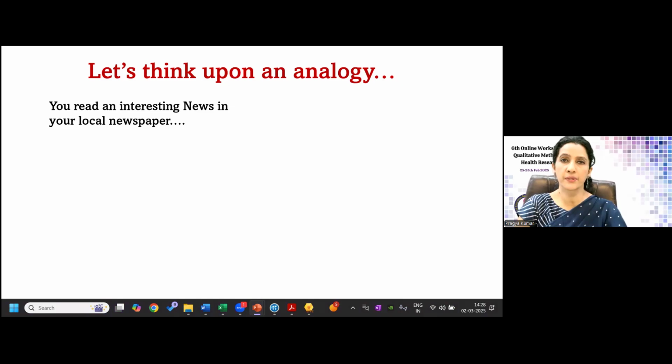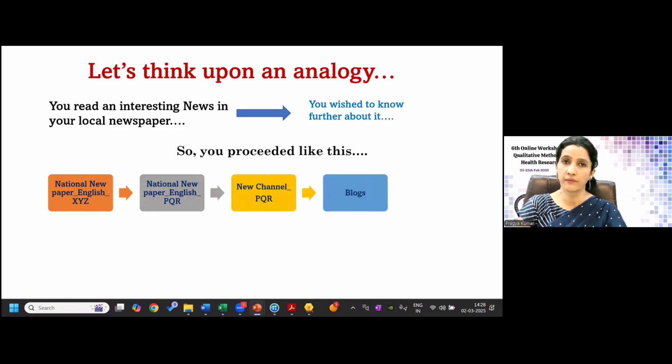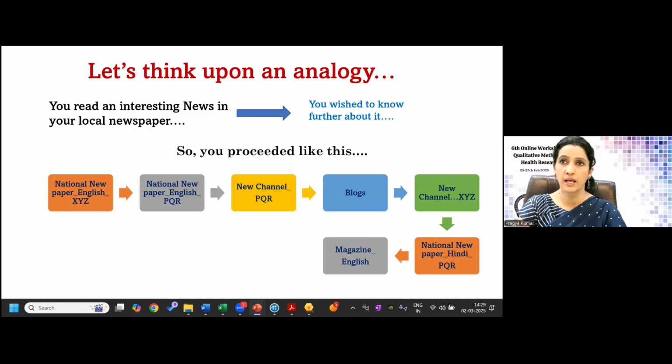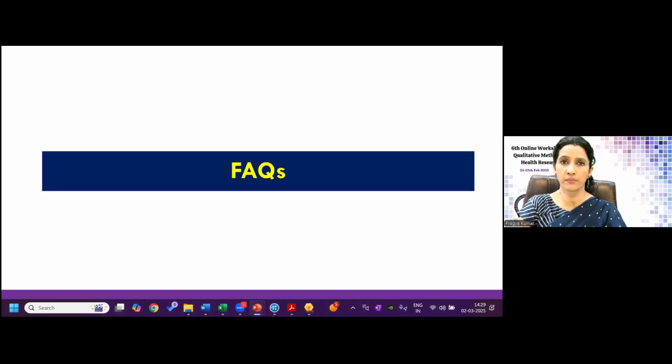We read some interesting news in a local newspaper. Again, we want to know further about it. So what do we do? We read another newspaper, probably in another medium, English. First we read it in Hindi, then we saw it in English. Then we went from local to national. Again, we see some news channel, and we keep changing our news channel. We read a blog, some other news channel, and then we read it in some magazine or app-based newspaper or some Hindi magazine. Now we have seen this through so many channels. Now there is saturation. Nothing new is coming. So this is known as saturation.